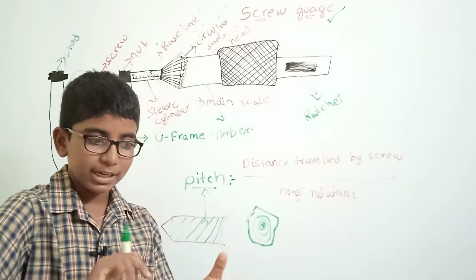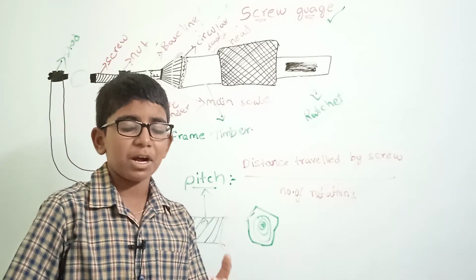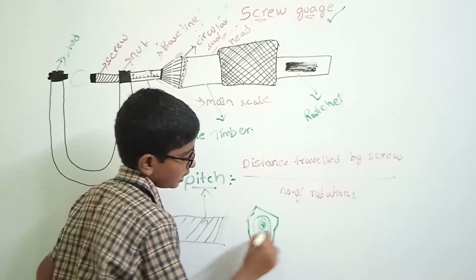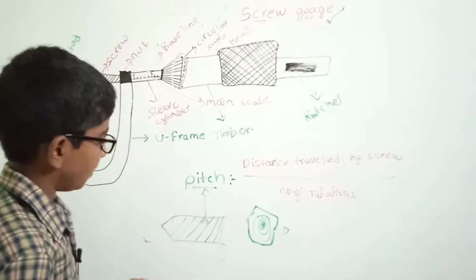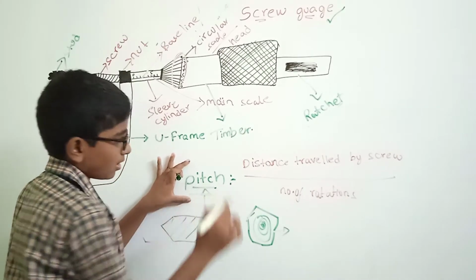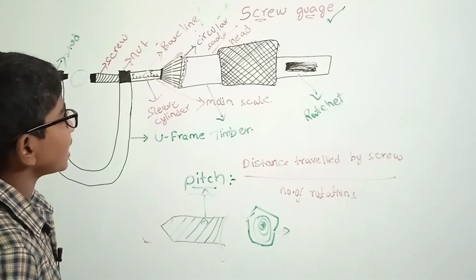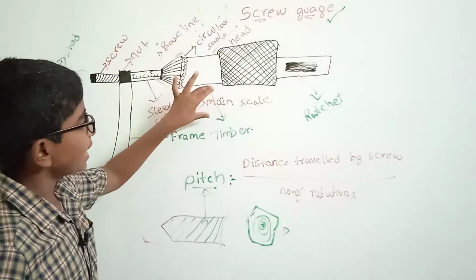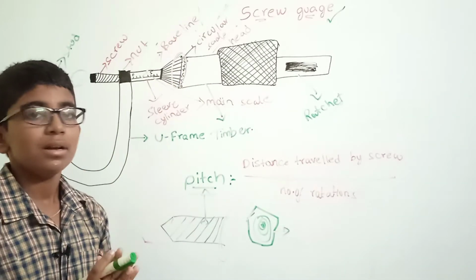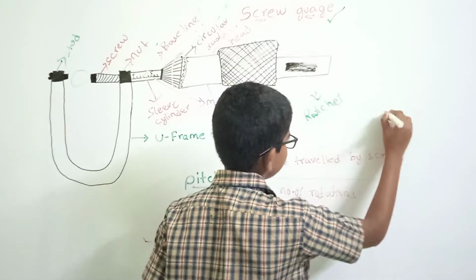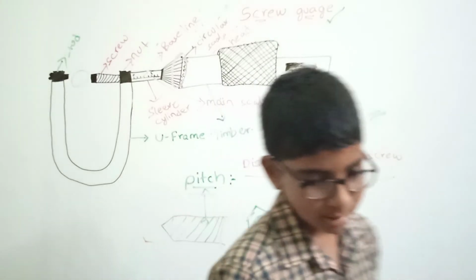We are applying rotatory motion. It is moving in a straight path. It is a linear motion. Okay, we rotate, it moves in a straight line, linear motion. In this way the pitch is calculated. Before going to discuss the pitch formula, the main important point is on which principle the screw gauge is working.